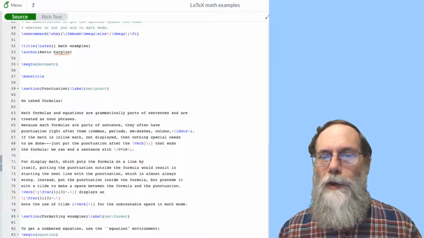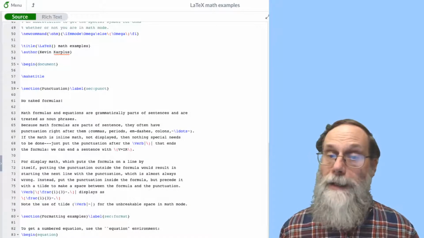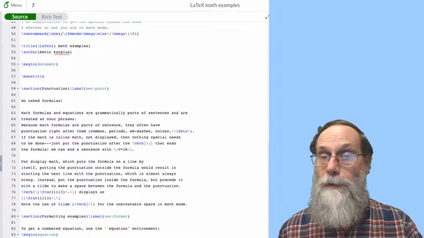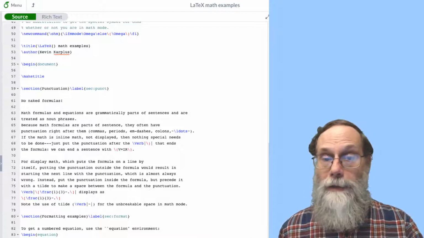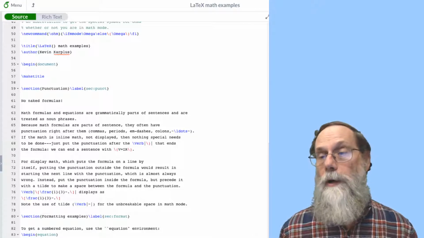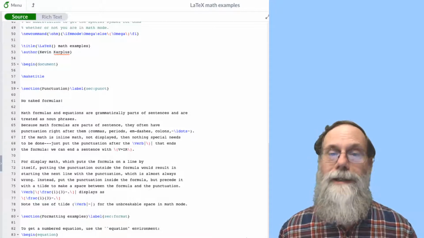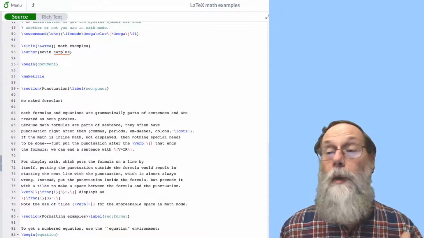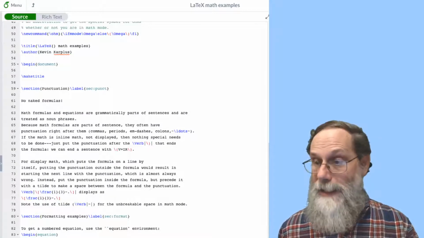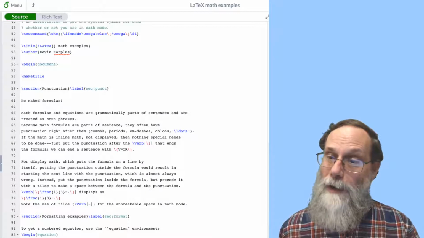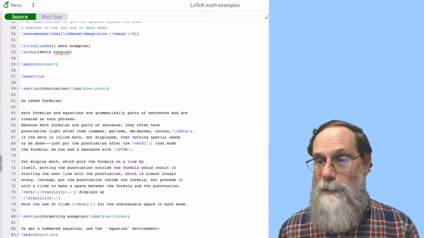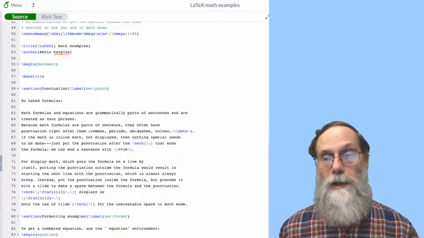The new paragraph occurs when you have a blank line. So to start the math formulas paragraph, there was a blank line before that. To start for display math, there was a blank line before that. But the note the use of tilde did not have a blank line before it, so it did not start a new paragraph. And you want to be in control of whether you're starting a new paragraph or not, particularly if your displayed math is in the middle of a sentence. You don't want to start a new paragraph in the middle of a sentence. So be careful not to put a blank line after displayed math unless you mean to start a new paragraph.